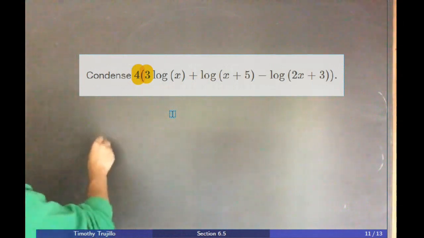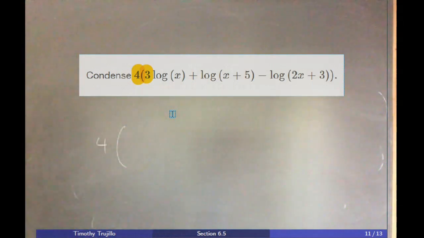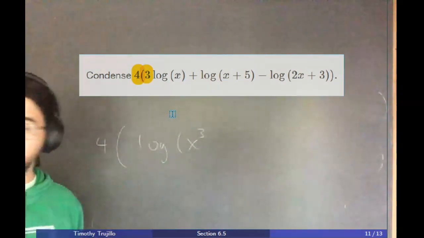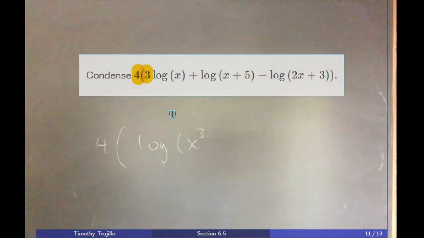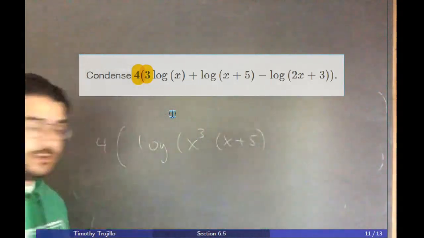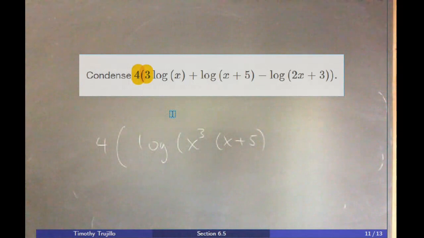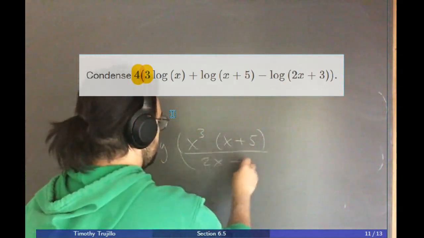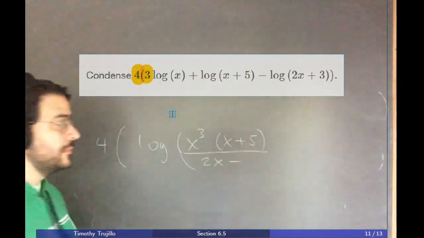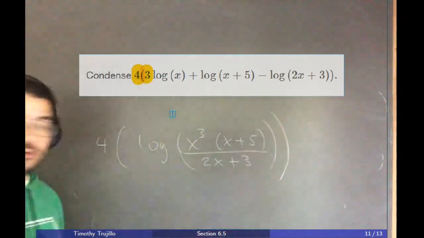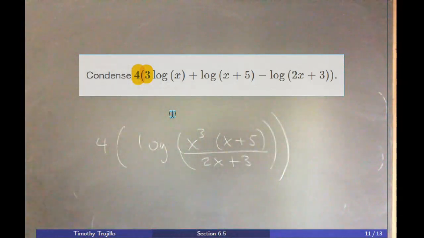So here you would get a 4 on the outside. That 3 would be brought in as log x to the power of 3. And then we're plus the log of x plus 5, so that would be like multiplying by an x plus 5. So you'll notice I use both the product rule and the power rule. And then I'm subtracting a 2x plus 3, so that'll turn into a quotient divided by 2x plus 3. So that's combining those 3 terms without taking the 4 into account.